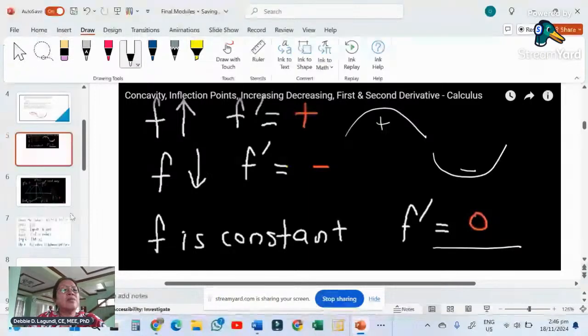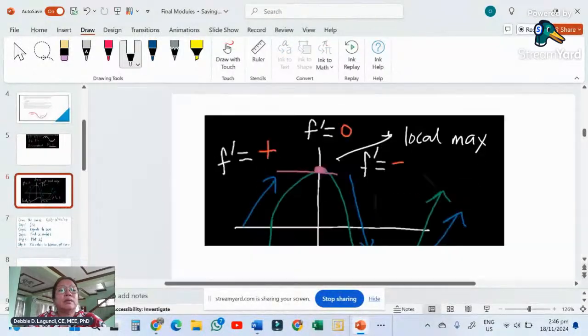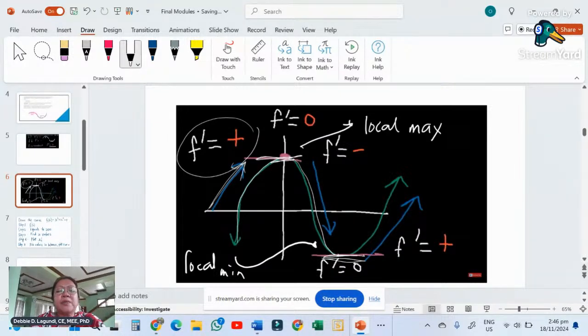Let's have another illustration here. Now this is the illustration. When your f prime is positive, the curve is going up. Look at the arrow, it's going up. When it goes flat, f prime is zero. When it goes down, your f prime is negative. Then it goes flat again.